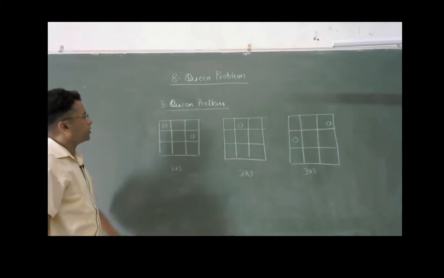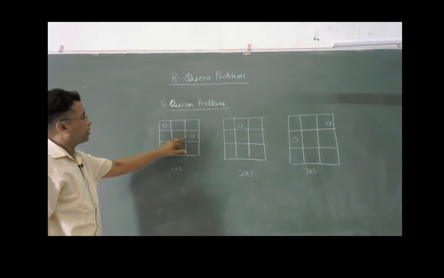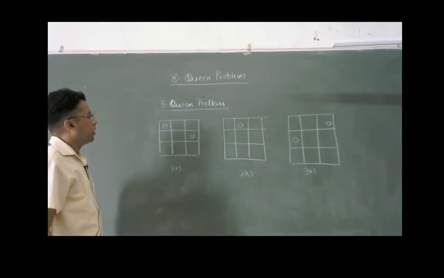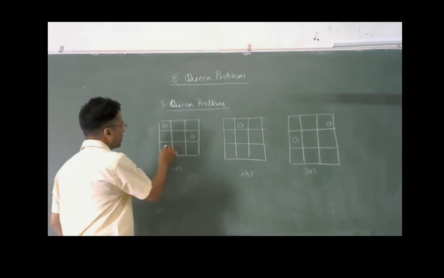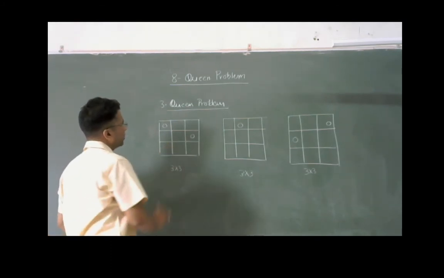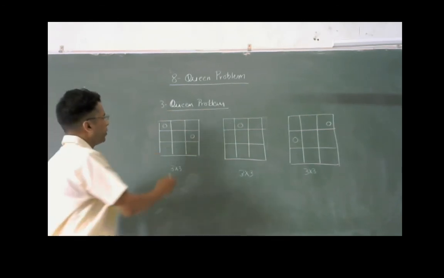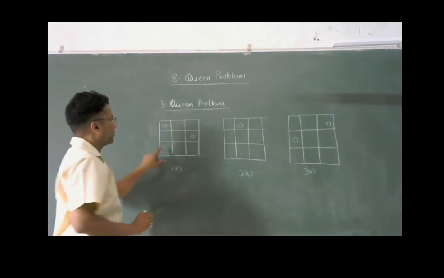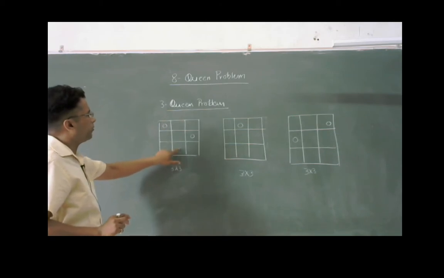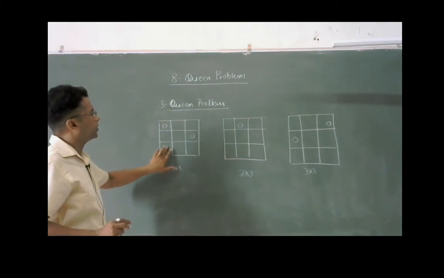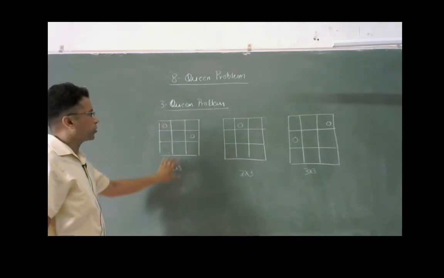Now, in this situation, in the third row, where can we place this? If we place it here, then what will happen? It will be hit by this one. If we place it here, it will be hit by this one. So we cannot get a solution.